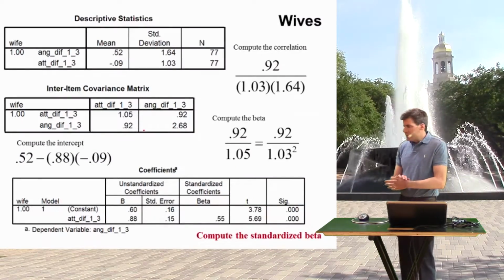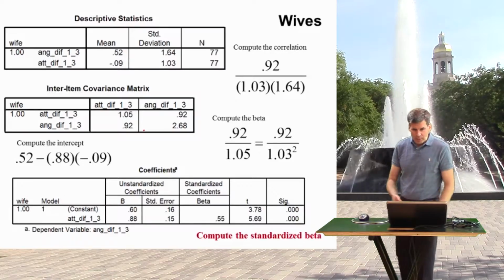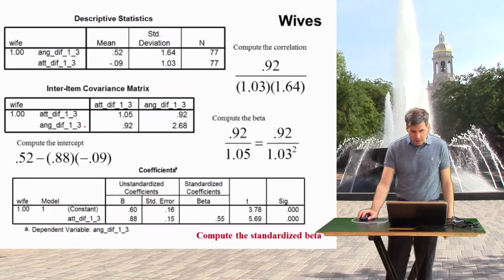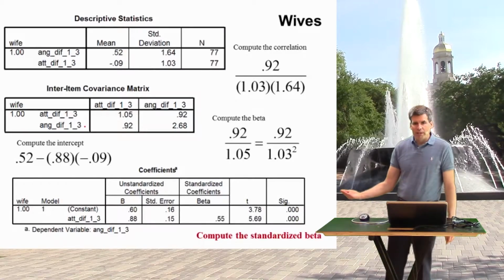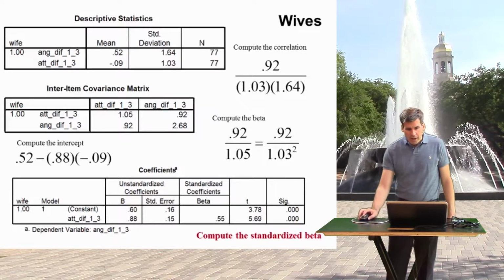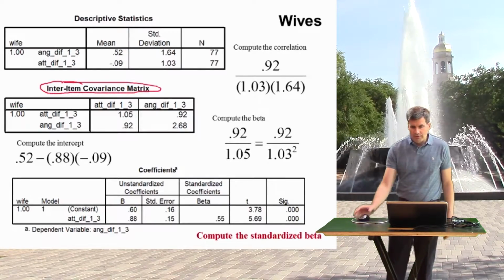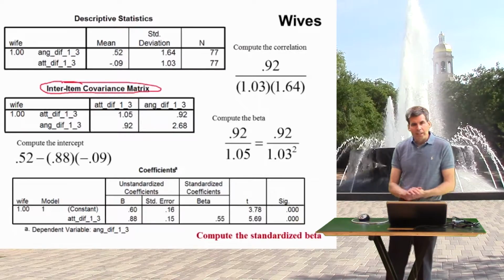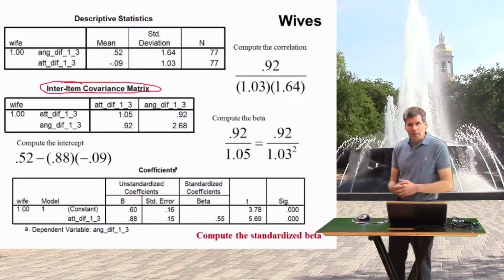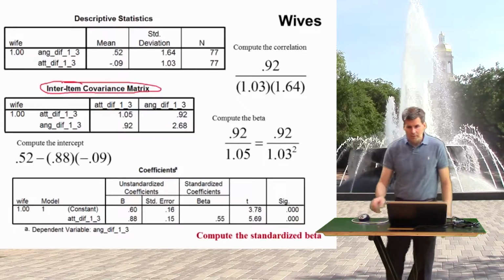What else? I might ask you to calculate the correlation. So we saw our output. We saw that the correlation is 0.55. But what if I just gave you this variance-covariance table, and I said, now you calculate the correlation. You tell me what the correlation is.